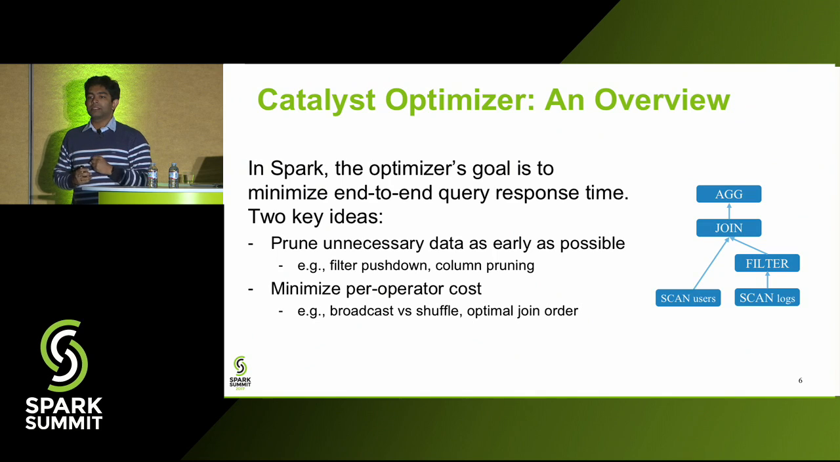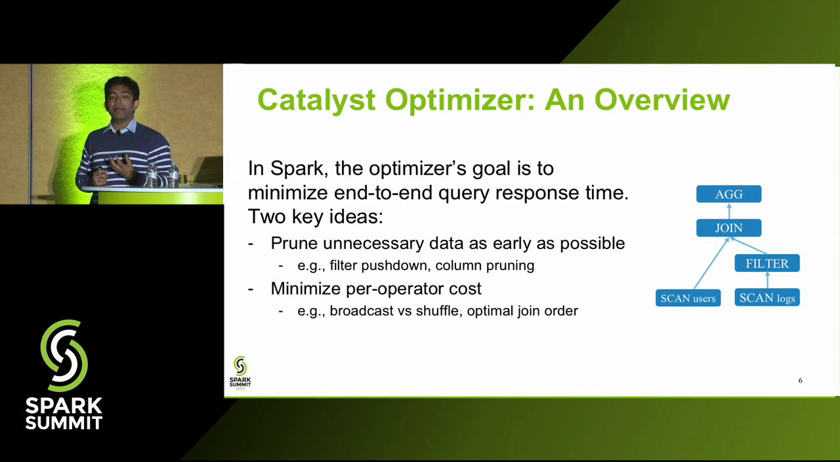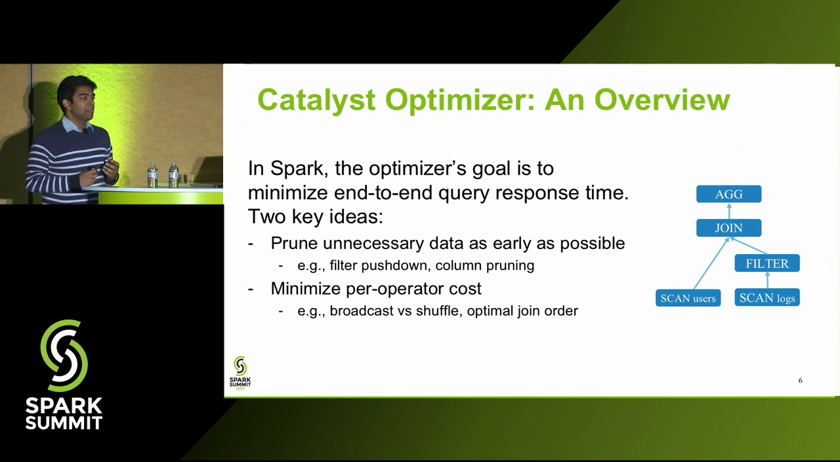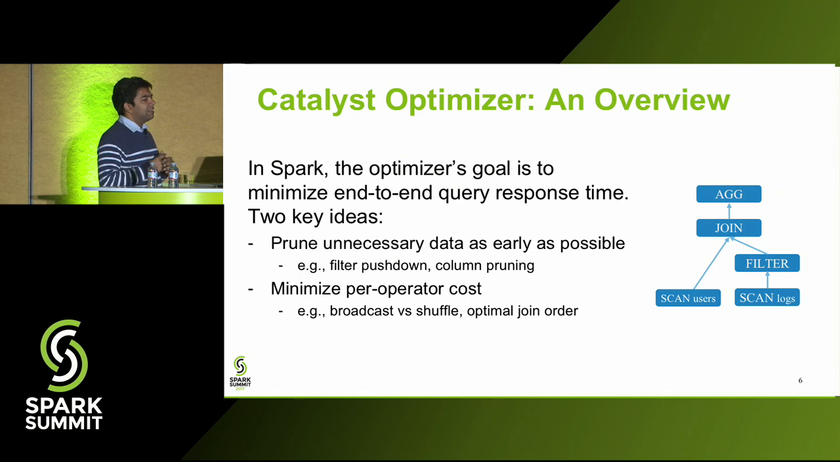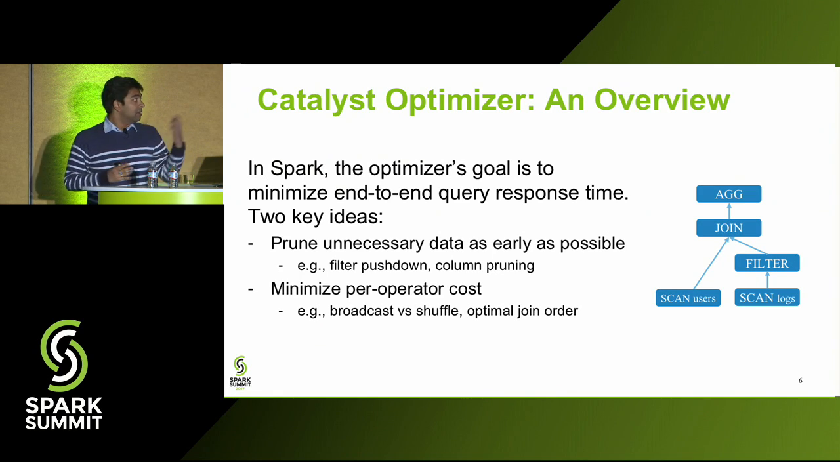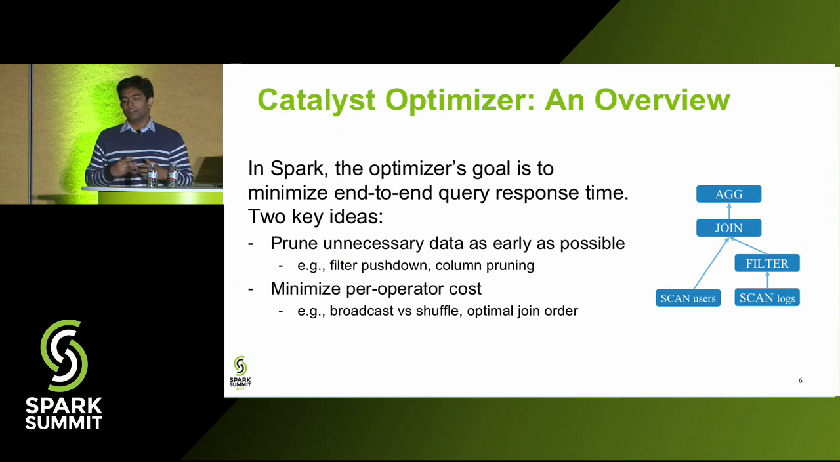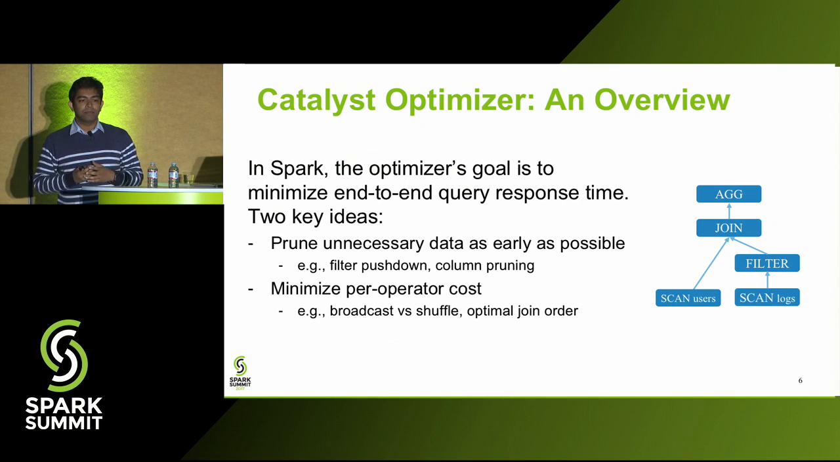The second guiding principle for Spark's optimizer is to minimize per operator cost. And just as an example, there are different ways that you can implement joins, for instance. One way is to basically broadcast. The other way is to shuffle this entire data across many, many nodes.